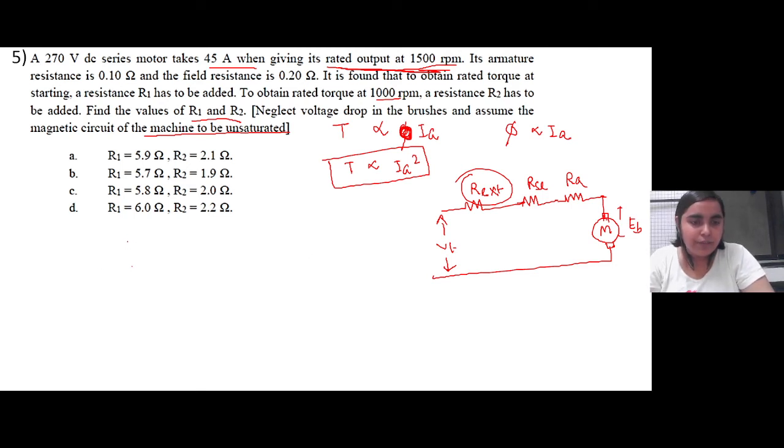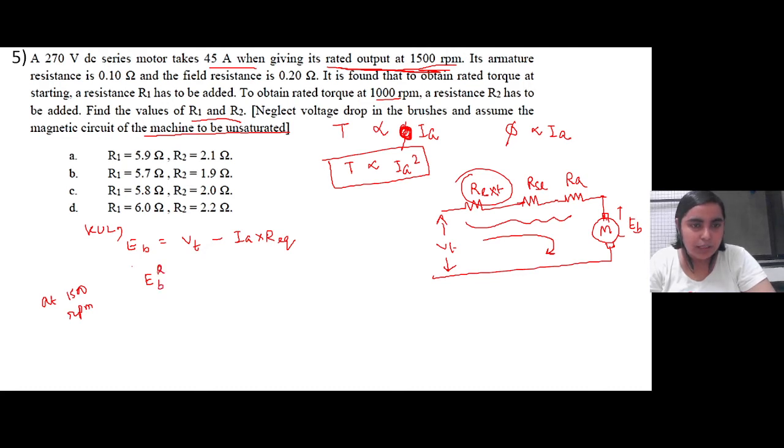So we have the equation EB is equal to Vt minus Ia into R equivalent. Equivalent means the summation of all these, because by applying KVL we get this equation in this loop, right? Now at 1500 rpm, that is at rated load, let us calculate the back EMF. Let this be back EMF rated.